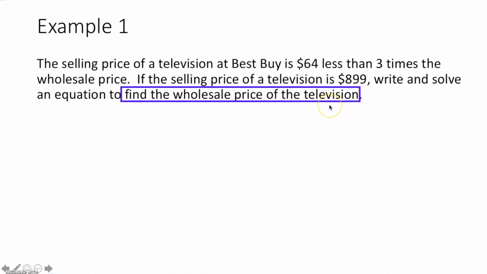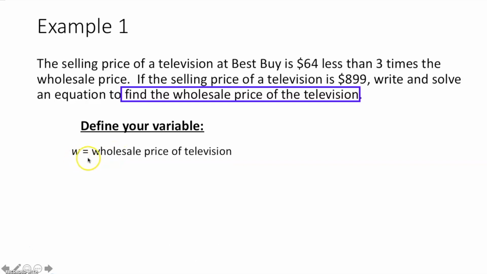Based on that information, we move to step 3, which is define your variable. What are we trying to find? We're trying to find the wholesale price of the television. So our variable in this case would be W equals the wholesale price of the television. You could have made it X or Y or whatever you want, but I just figured since it's wholesale price, I made it W.